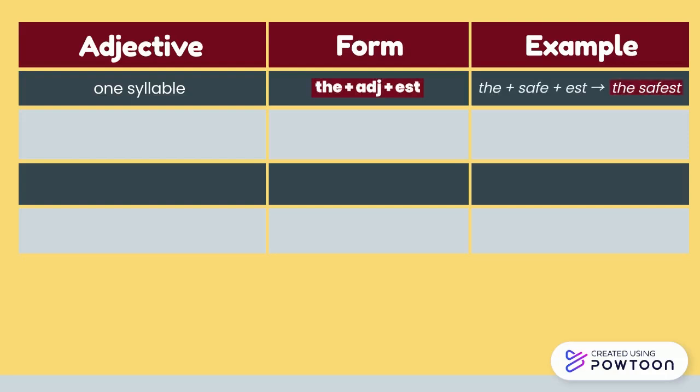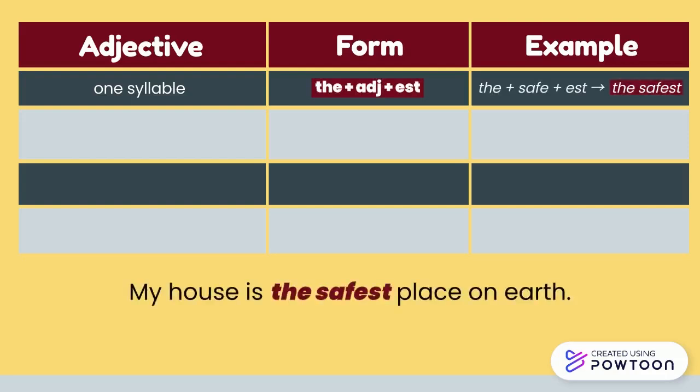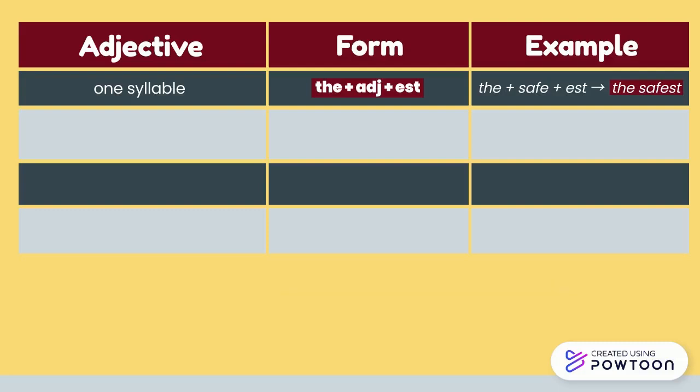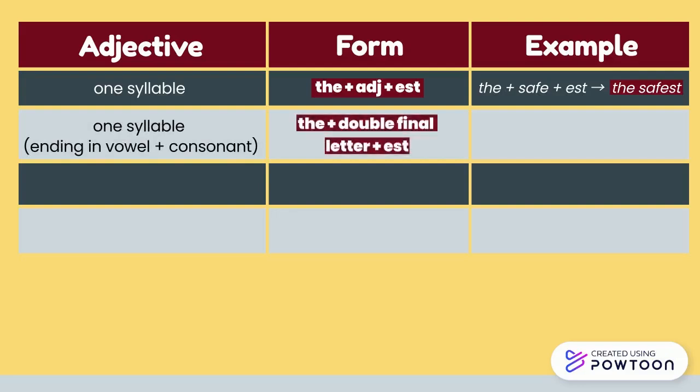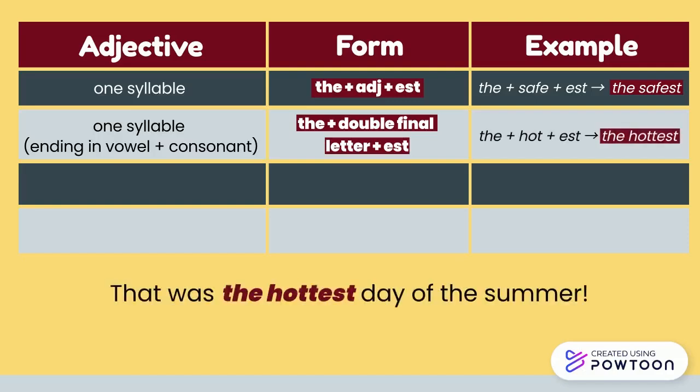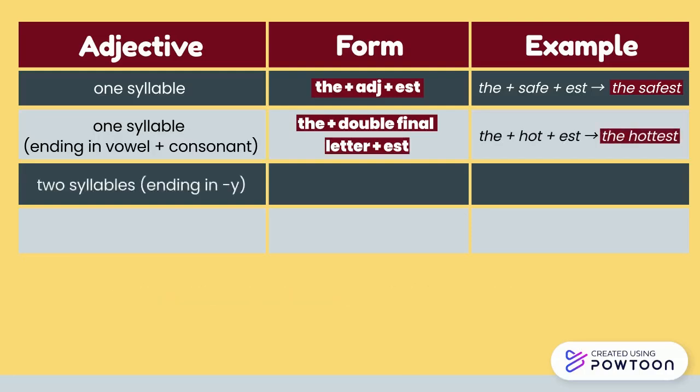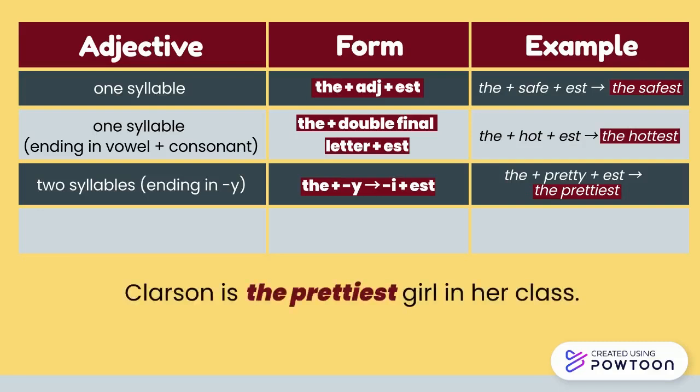Safe becomes the safest. For example, my house is the safest place on earth. If the adjective ends in a vowel consonant pattern, we double the final consonant before adding est. Hot becomes the hottest. That was the hottest day of the summer. For adjectives with two syllables that end in y, we first need to change y to i and then proceed to add est. Pretty becomes the prettiest. You could say, Clarkson is the prettiest girl in her class.